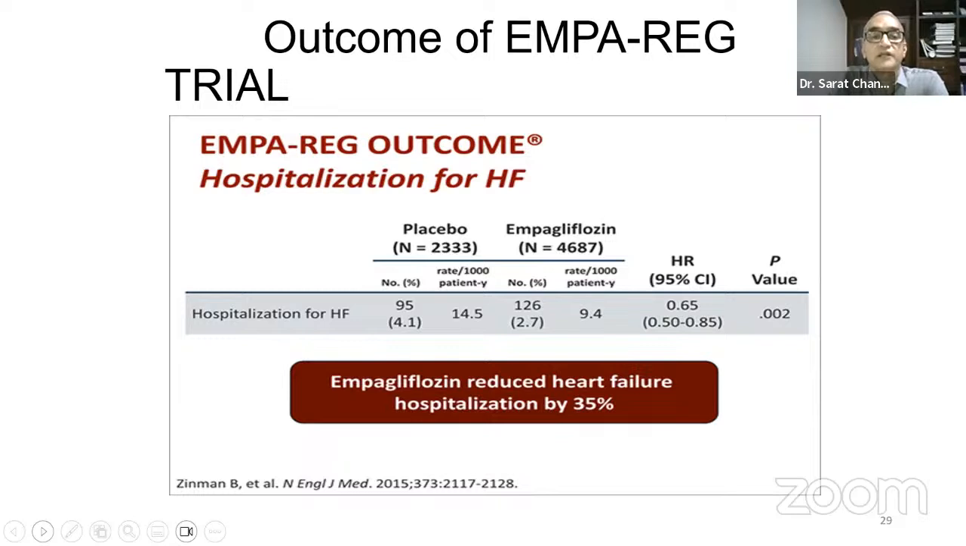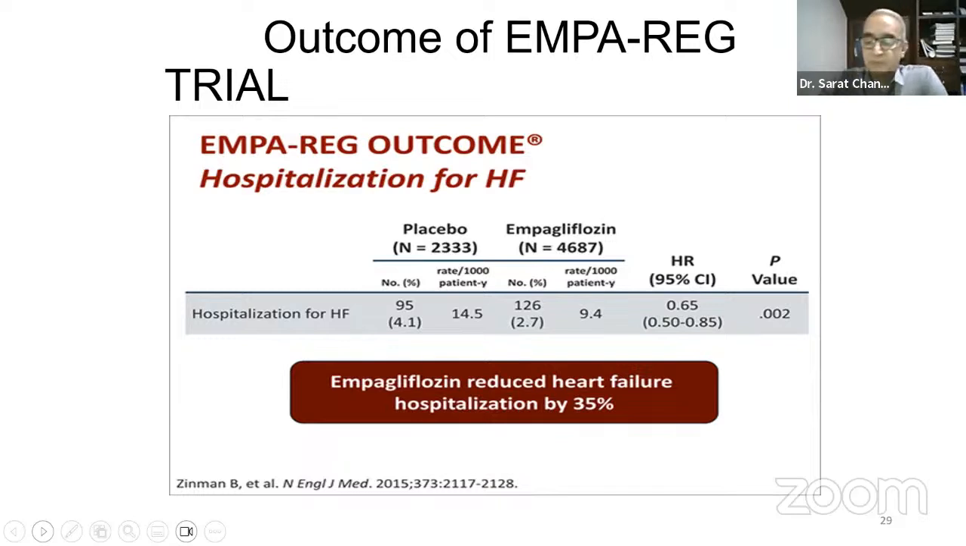Now, the EMPA-REG trial was done among patients who have diabetes and who are at high risk for heart failure. Most of them had coronary artery disease. Most of them had worsened renal function, and they are known to be at a high risk of heart failure. And then they are high CV risk patients. And then it was shown that the chance of heart failure came down considerably. The overall mortality has come down.